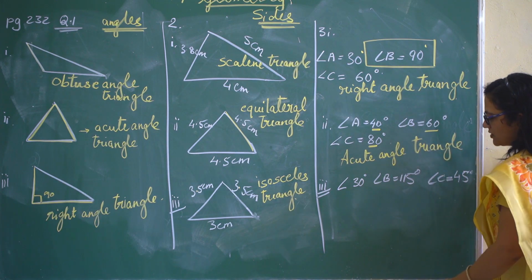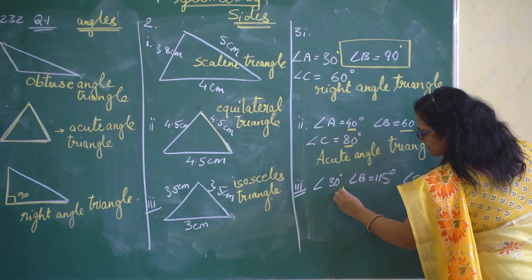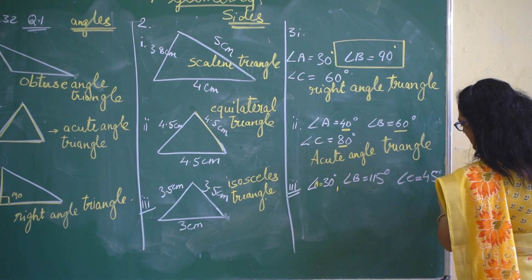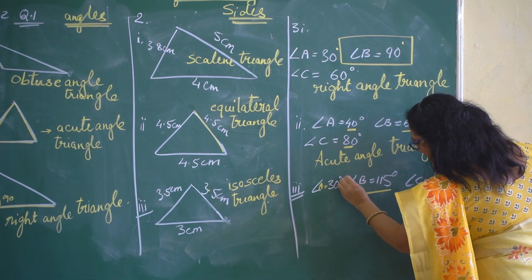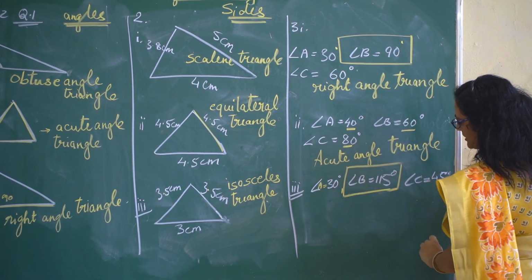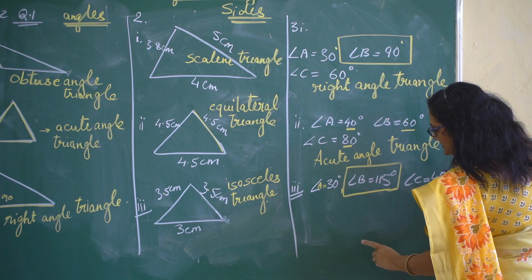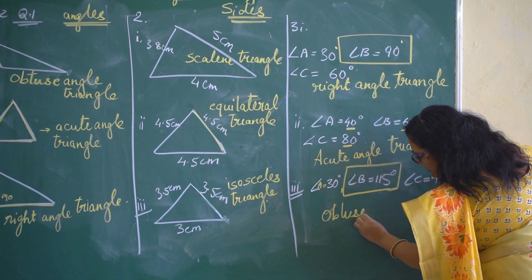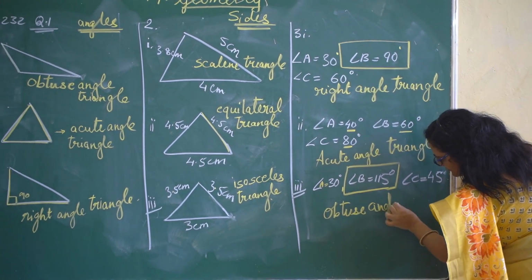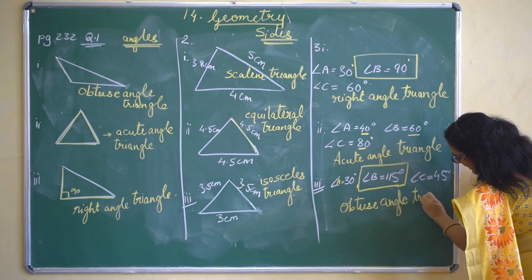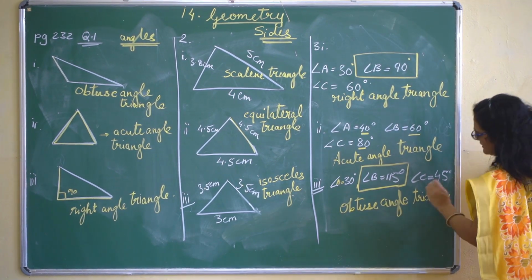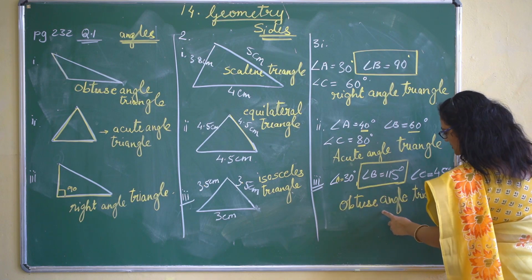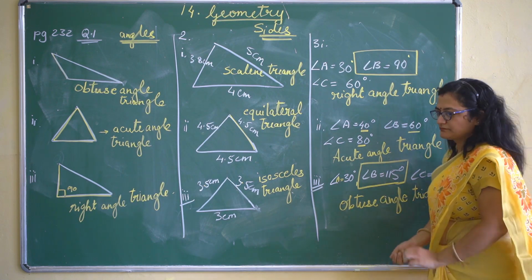Now what type of angle? Angle A is equal to 30 degrees, angle B is equal to 115, angle C is equal to 45 degrees. Here one angle is 115, that is greater than 90 degrees. When we say greater than 90 degrees, it means obtuse angle triangle. 90 degrees means right angle, less than 90 degrees acute angle, greater than 90 degrees obtuse angle.